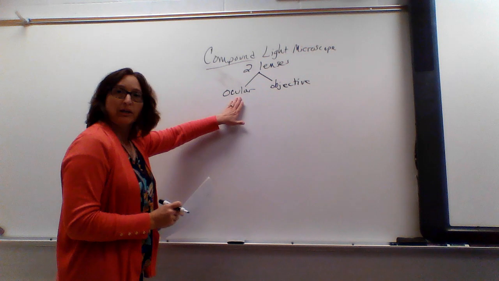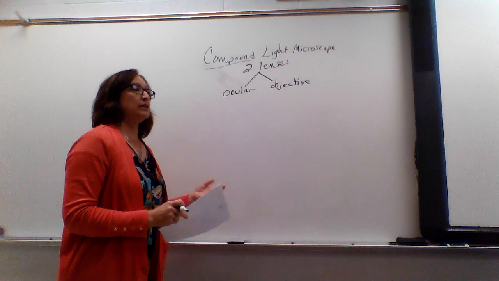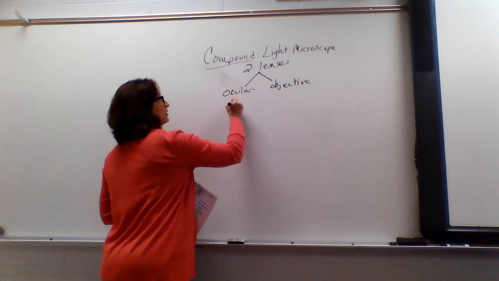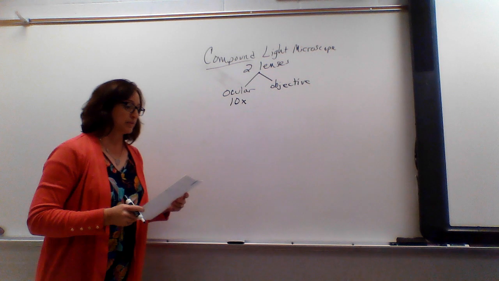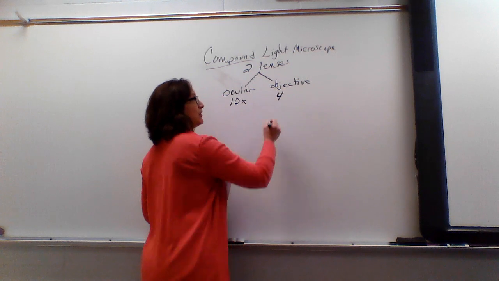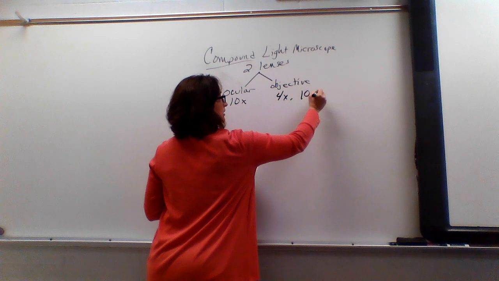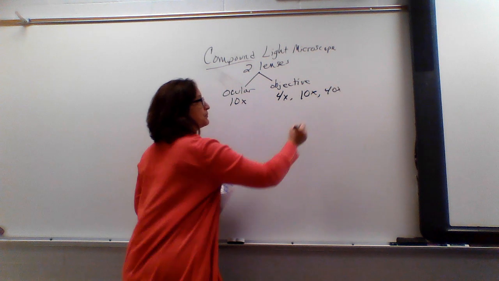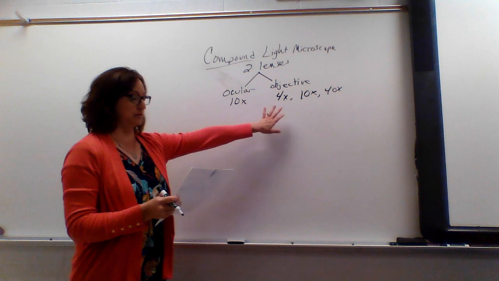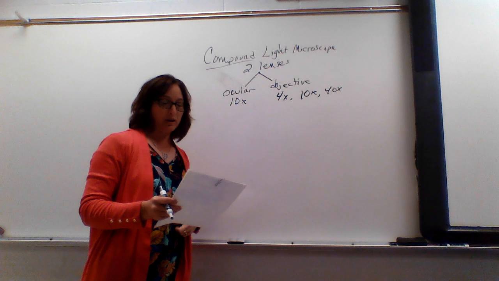Remember I said the ocular lens is always a 10x magnification. So that would magnify something 10 times bigger just by looking through that one lens. The objective lens, depending on which one you're using, could magnify it 4 times. We have a 10x and a 40x on your microscope. So those are the three options that you have for your objective lens. But remember, you're always looking through both of them at the same time.